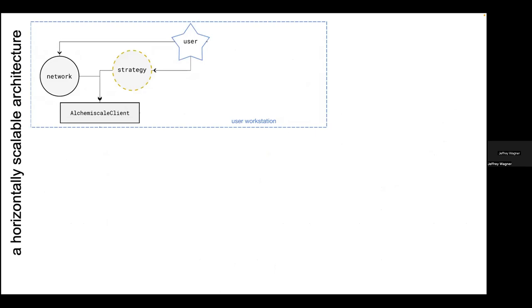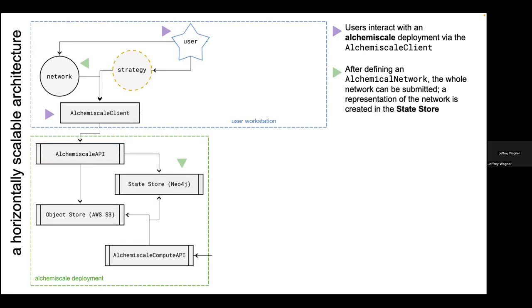So I'll talk a bit about how it actually works. We already talked about some of the components, but now there's a bit of a diagram. So this is your user workstation. This would be you, the user. You can define alchemical networks. Here's the client. As I said, users interact with an Alchemiscale deployment via the client. And you can define an alchemical network using OpenFE or its underlying Goofy data model. That whole network that you define can be submitted through the client. And that network is then represented in the state store. So it's fully represented in the Neo4j graph database.